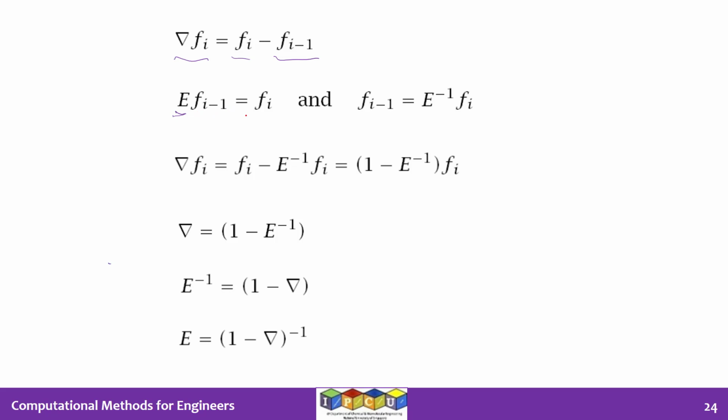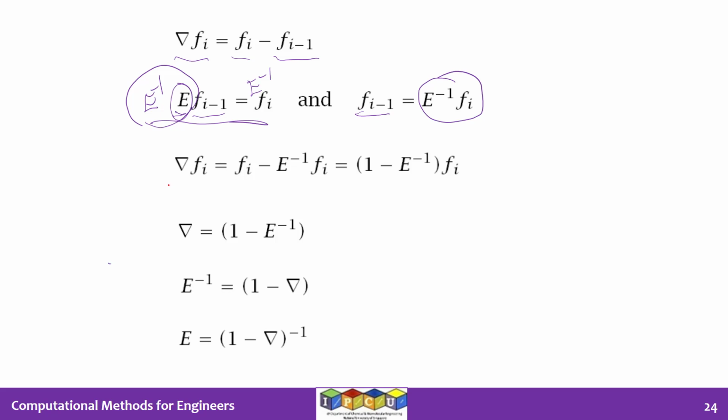Therefore, I can write f_{i-1} as E inverse f_i. I can multiply both sides by E inverse, and E inverse E is identity. So the left hand side will have f_{i-1} and the right hand side will be E inverse f_i, because I have to pre-multiply both sides by E inverse. So f_{i-1} is nothing but E inverse times f_i.